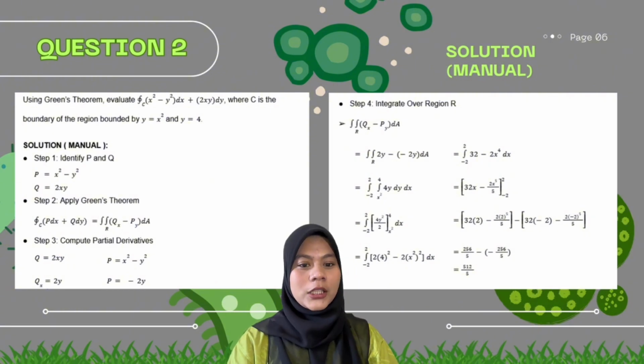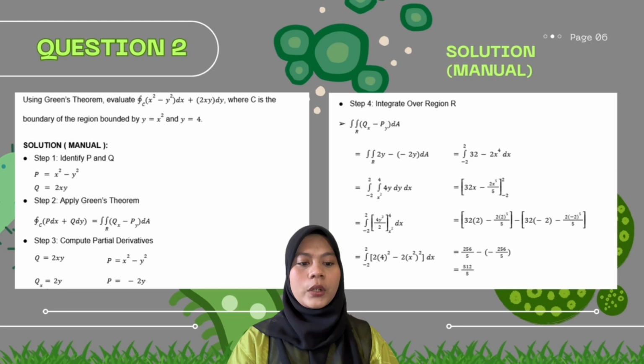Next, we describe the region R. The region is bounded by the curve y equal to x squared and the horizontal line y equal to 4. From the graph, x ranges from negative 2 to 2 because x squared equals 4 when x equals plus or minus 2. So the double integral becomes the integral from negative 2 to 2 of the integral from x squared to 4 of 4y dy dx. And then let's integrate with respect to y first. Integrating 4y dy gives 2y squared. Evaluating from y equal to x squared to y equal to 4, we get 32 minus 2x to the power of 4.